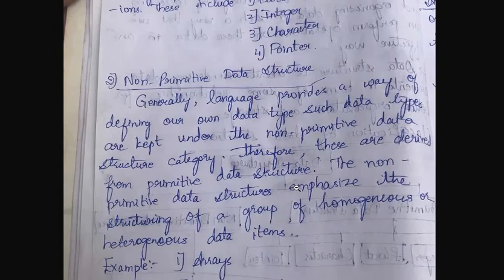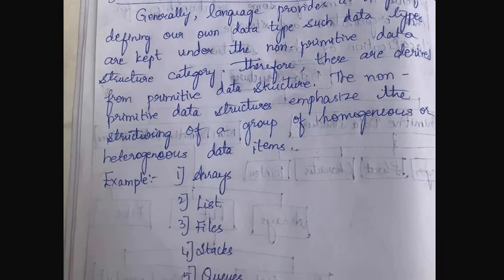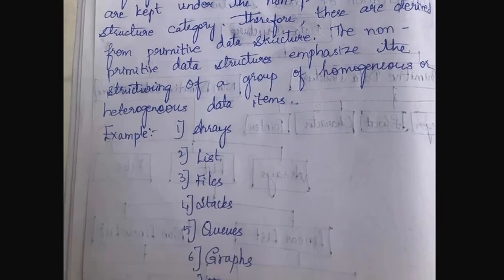The non-primitive data structure emphasizes the structuring of a group of homogeneous or heterogeneous data items. We will group in such a way that it is either in the homogeneous category or in the heterogeneous category. Homogeneous means a collection of the same data types. Heterogeneous means a collection of different data types. The best examples for homogeneous are arrays, list, files, stacks, queue, graphs, and so on.